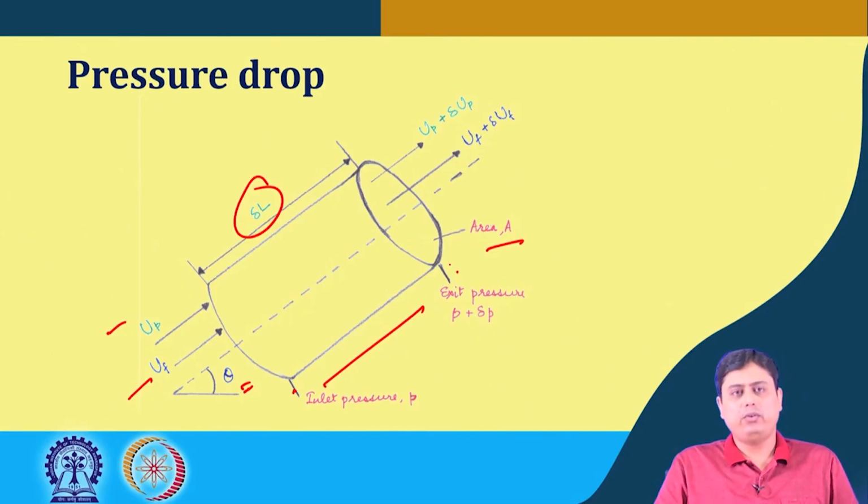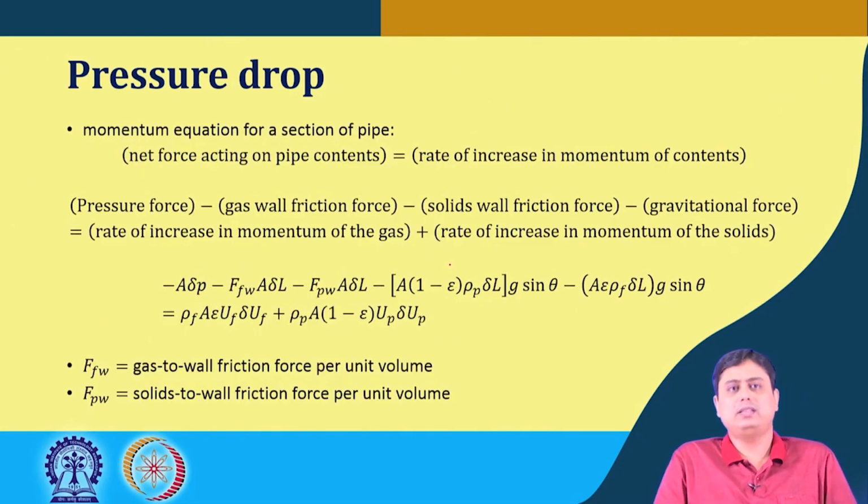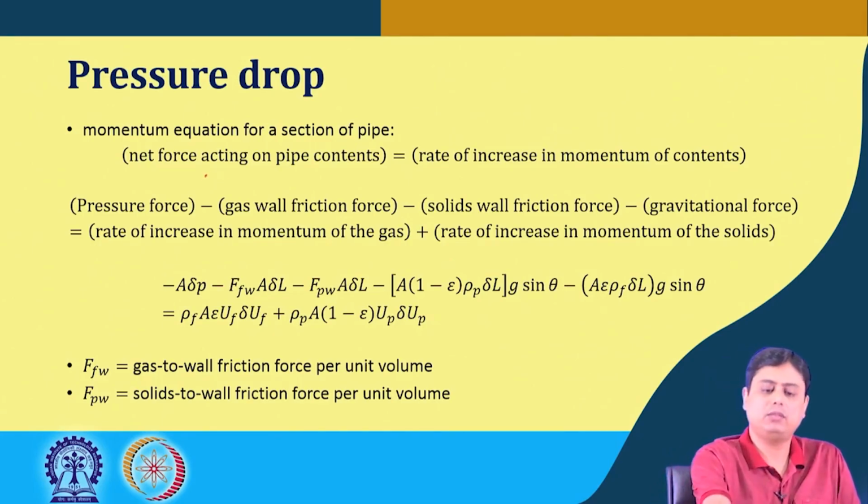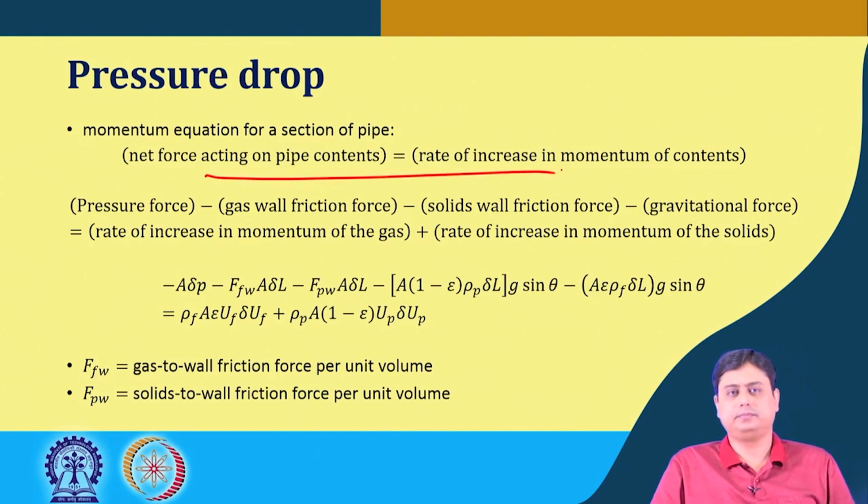So, if we now try to write this, the essence is that the momentum equation for this section of the pipe is basically the net force that is acting on the pipe content is the rate of increase in momentum of that content. This is the balance we write for the momentum equation. So, net force that is acting on the pipe content equals the rate of increase of the momentum of the content.